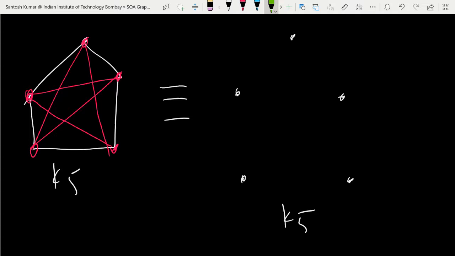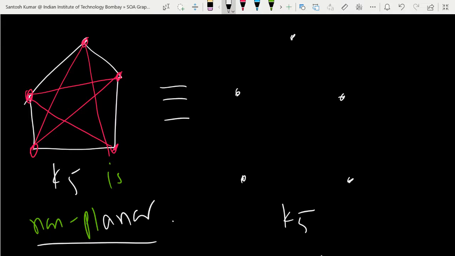Non-planar. Okay, so you want to say there is no way. Yes, so this is actually non-planar because you have no way. If you have any one way, that will be planar, but you don't have any way to draw it such that no edge crosses another. So see, I'm trying.